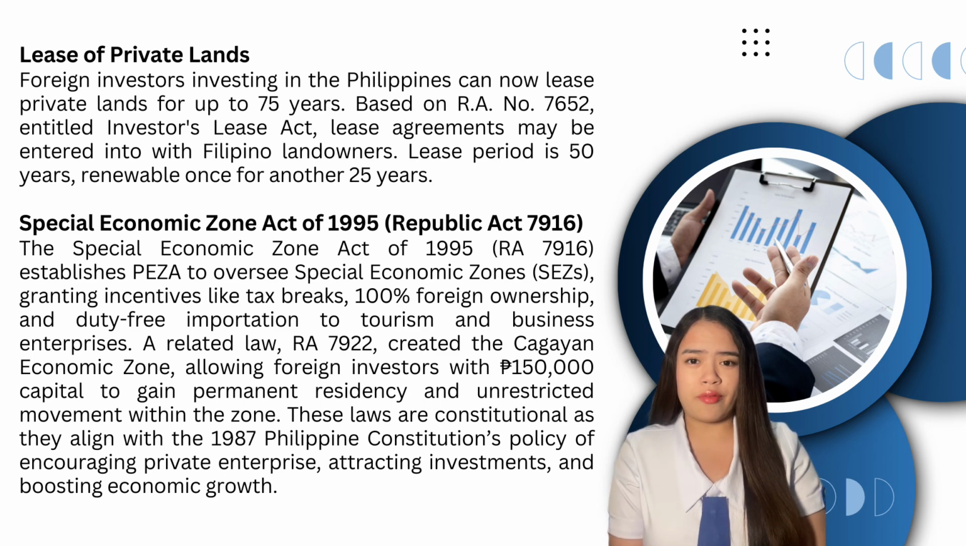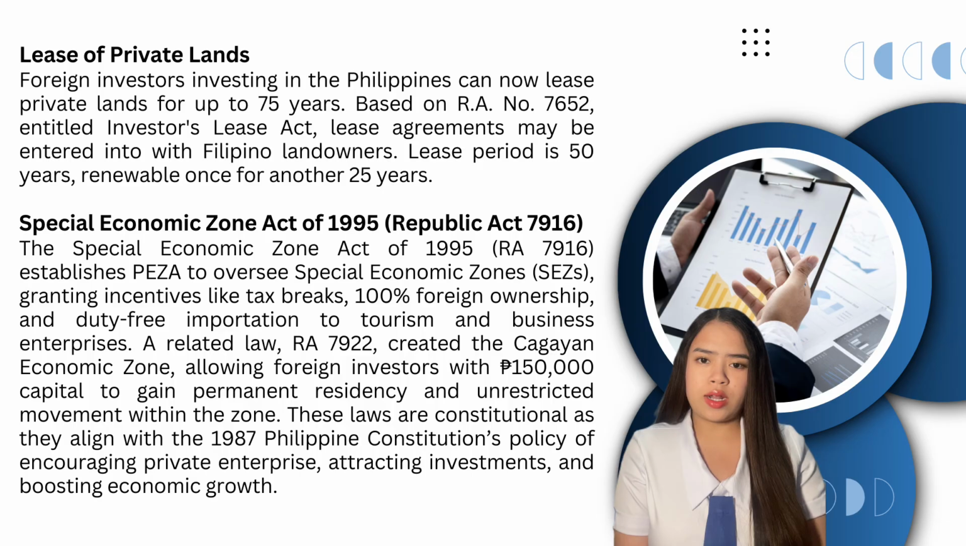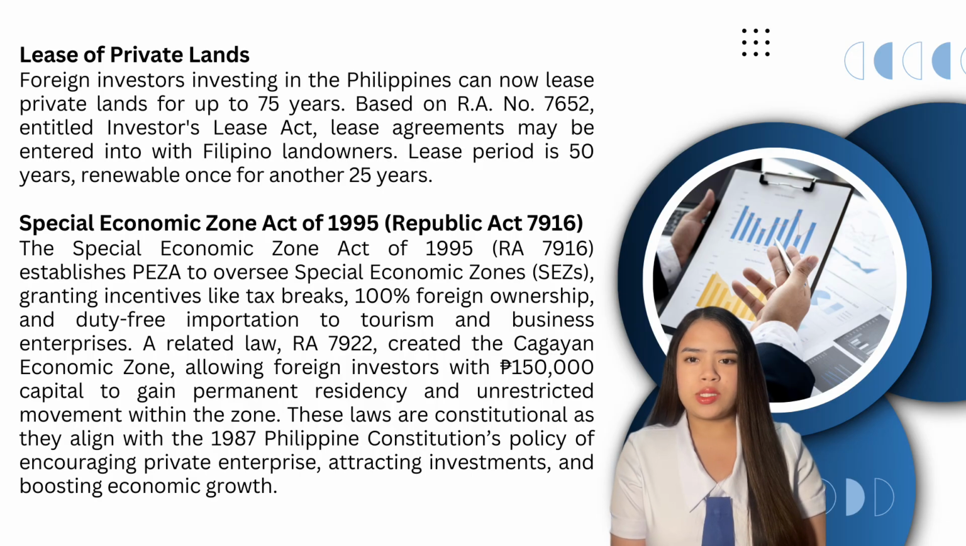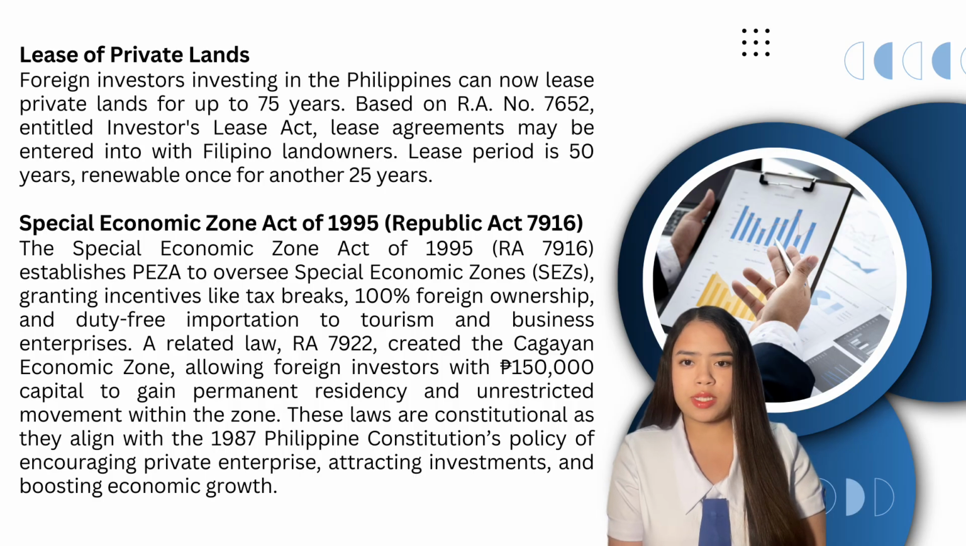Special Economic Zone Act of 1995, Republic Act 7916. So the Special Economic Zone Act of 1995, or RA 7916, establishes PEZA to oversee special economic zones, granting incentives like tax breaks, 100% foreign ownership, and duty-free importation to tourism and business enterprises. A related law, Republic Act 7922, created the Cagayan Economic Zone, allowing foreign investors with 150,000 capital to gain permanent residency and unrestricted movement within the zone. So these laws are constitutional as they align with the 1987 Philippine Constitution's policy of encouraging private enterprises, attracting investments, and boosting economic growth.